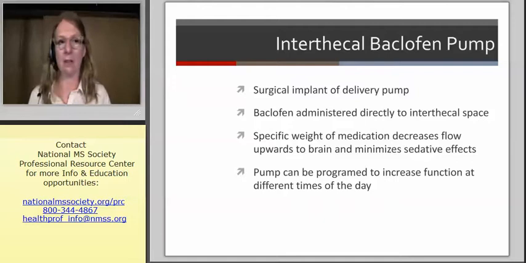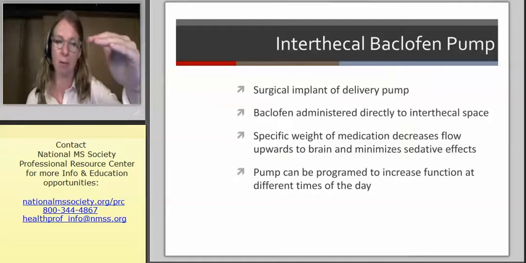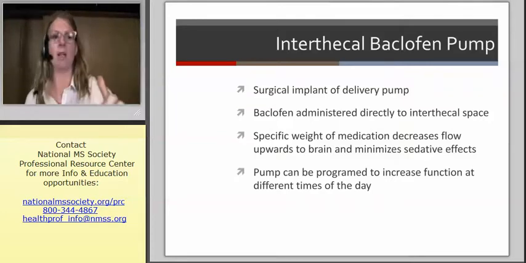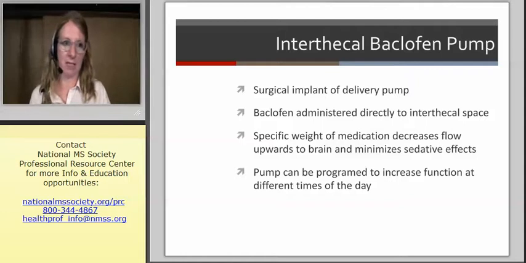Anyway, the intrathecal baclofen pump is administered, the drug is administered into the intrathecal space. And because the medication is a liquid, but it's heavier than the CSF, it flows down the spinal cord. So wherever you put the medication in, it primarily affects only the nerve roots below and the spinal cord below that level. And it can be programmed to increase function or change at different times of the day.